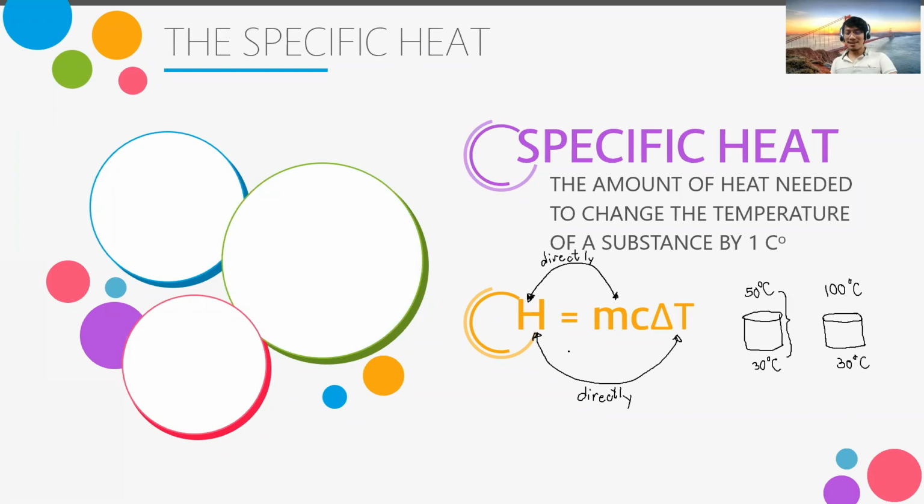Okay? Bakit kaya? That's because of their relationship. So for example, dito this is 20 Celsius degree ang difference. Dito this is 70 Celsius degree ang difference. Ibig sabihin, mas maliit na change, mas maliit na heat ang kailangan for a small change in temperature. Direct proportionality.